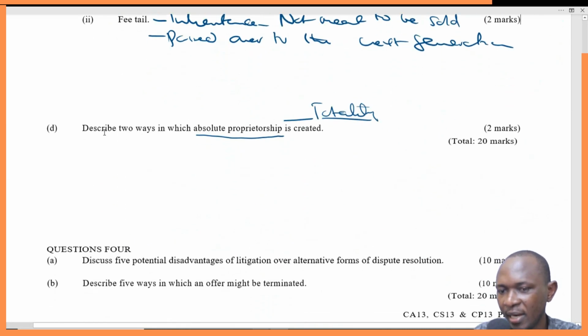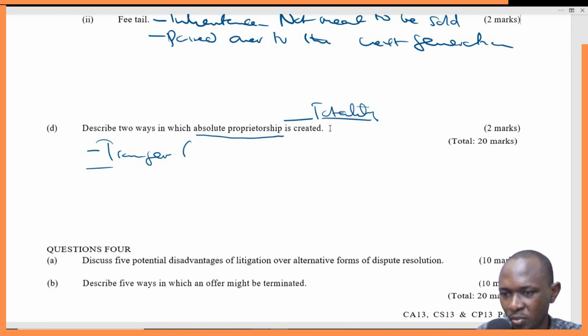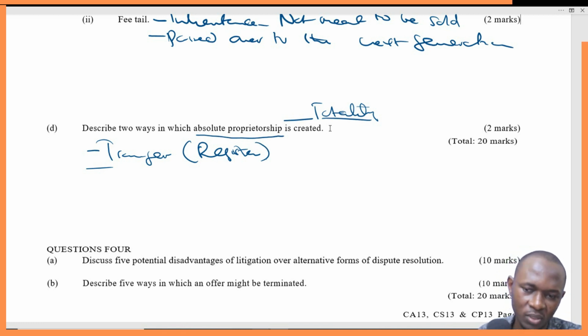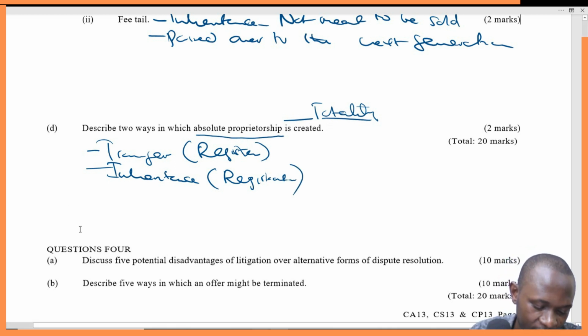So here in this question, describe two ways in which absolute proprietorship is created. Totality in ownership. Number one can be through transfer, where somebody transfers. Of course, you have to go through the entire process. In the process of transferring, you have to go through the entire registration process and you register it in your name. So transfer, which goes through the entire registration process, and then you also have inheritance, which should also have gone through the entire registration processes. These are the two major ones, transfer and inheritance.